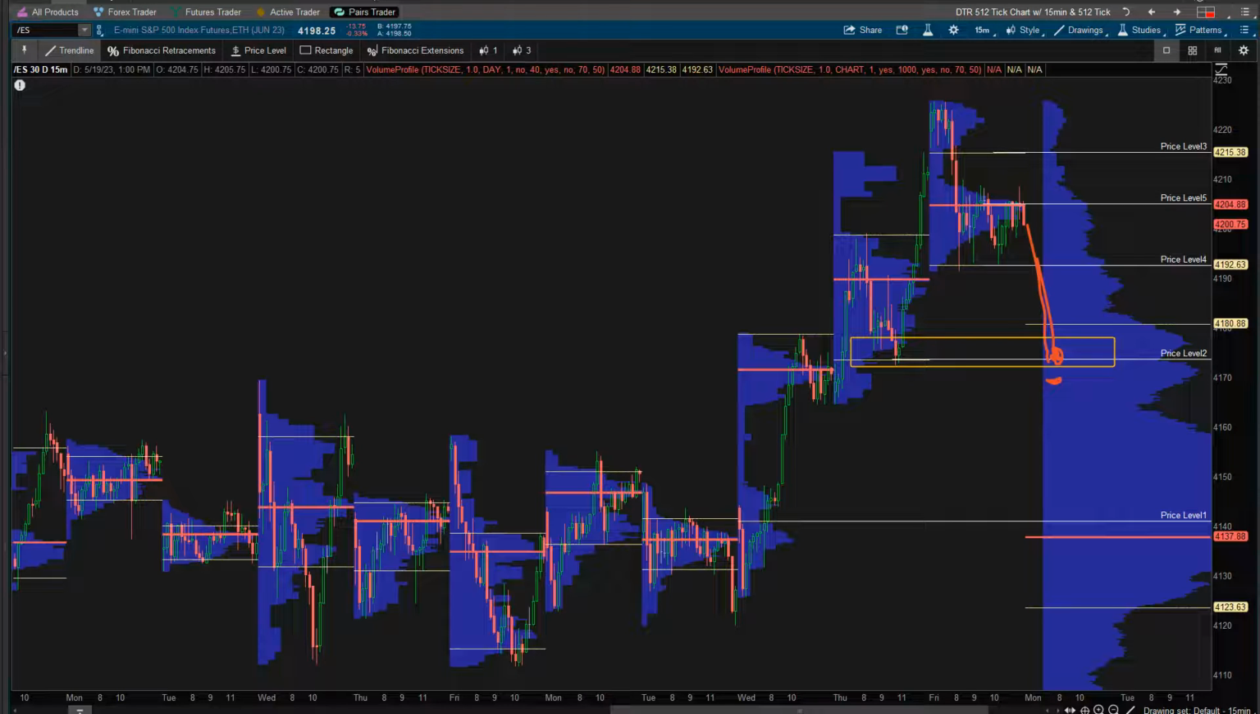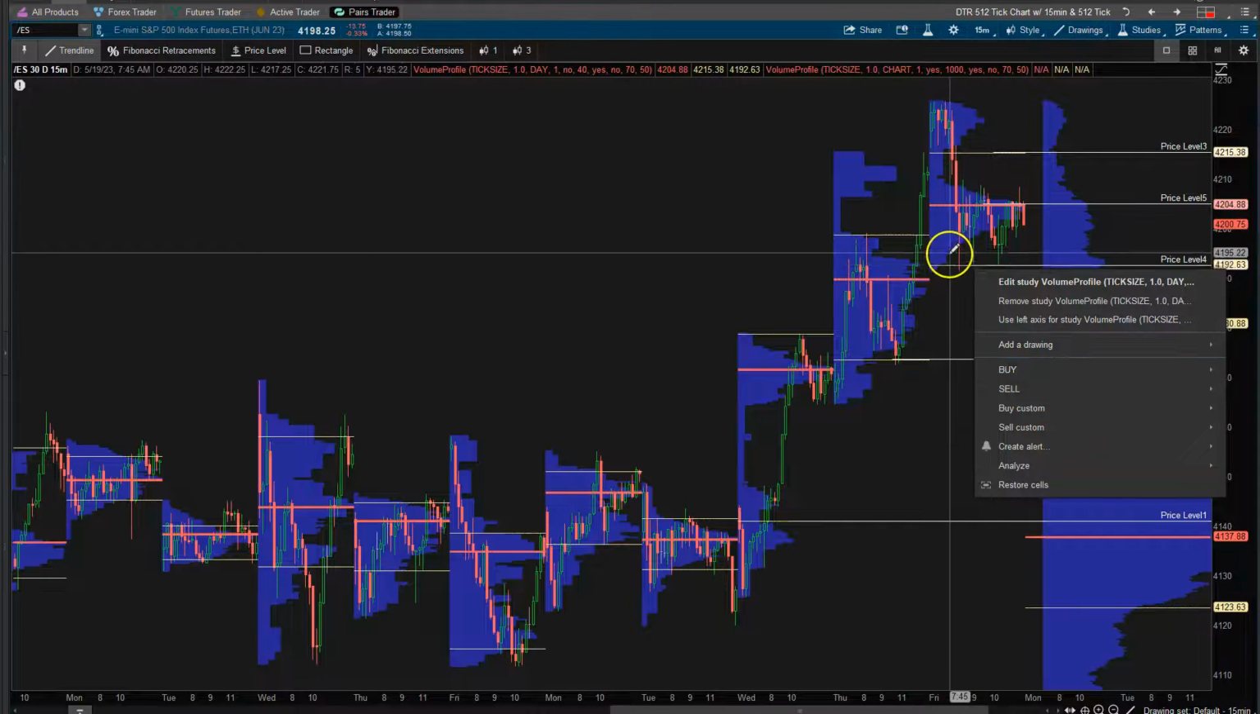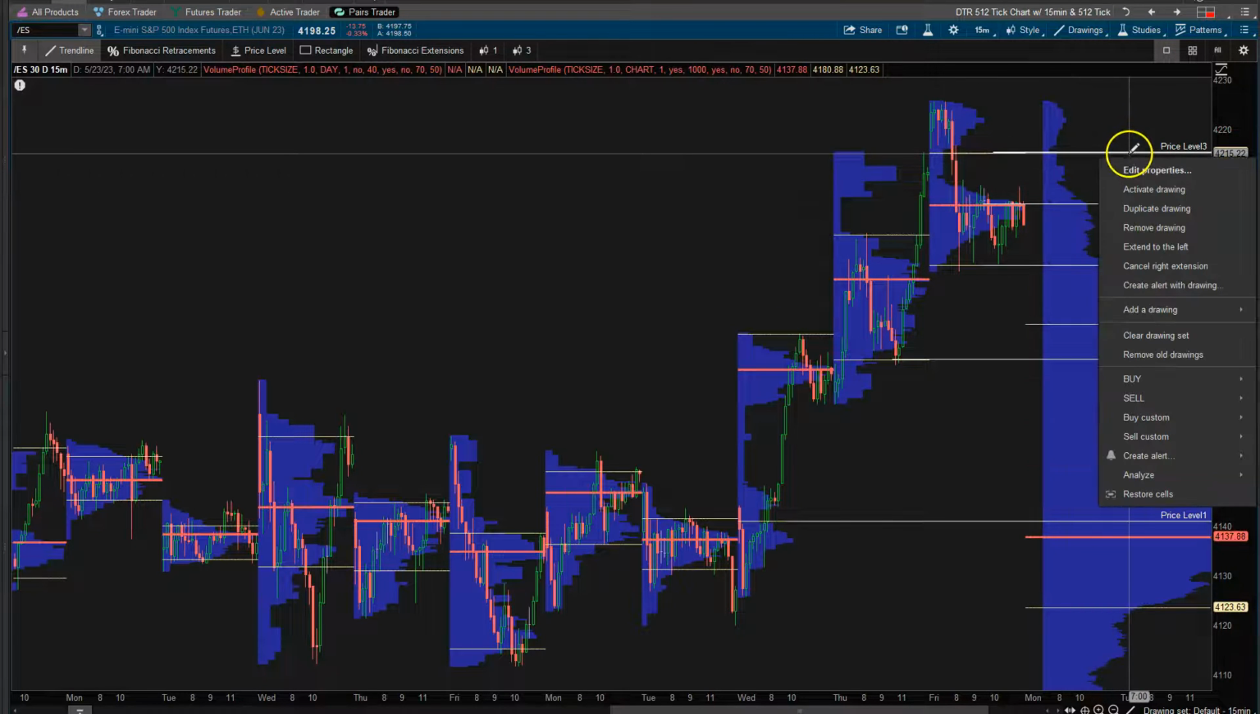Point of controls, I'd say, act probably better than value area highs and lows. So definitely put more emphasis on the point of controls. I personally will usually just draw the point of controls. I will not play around with the value area highs or lows. That's just me personally. It's a personal preference.